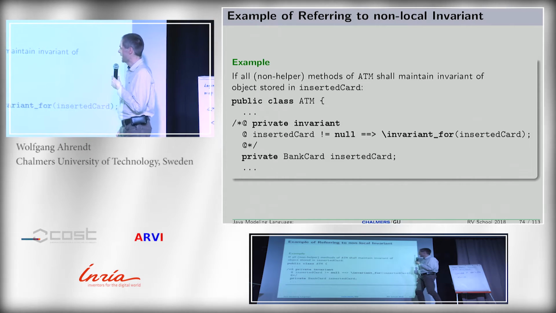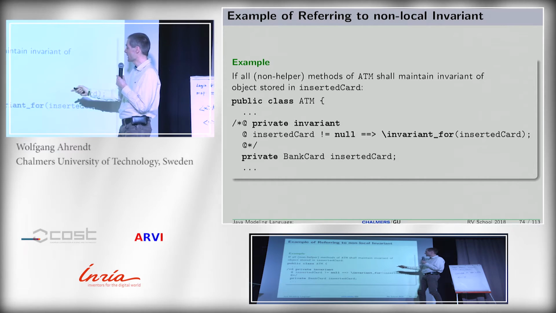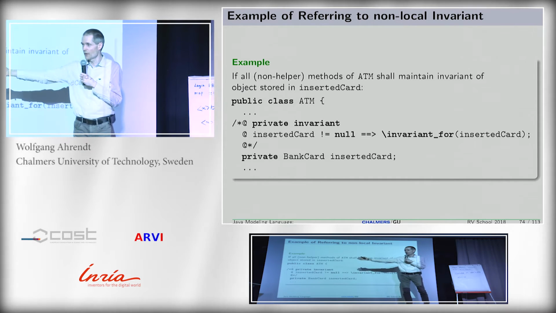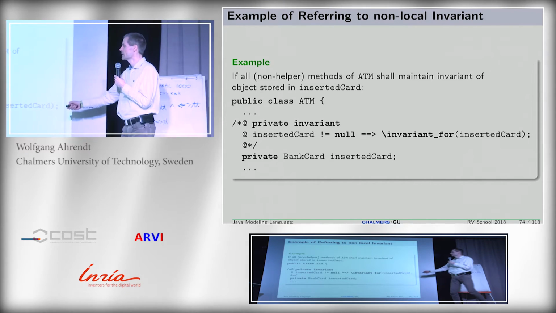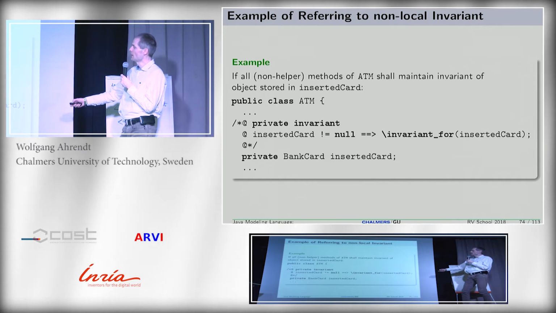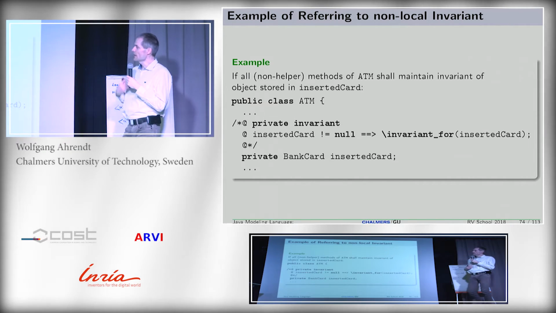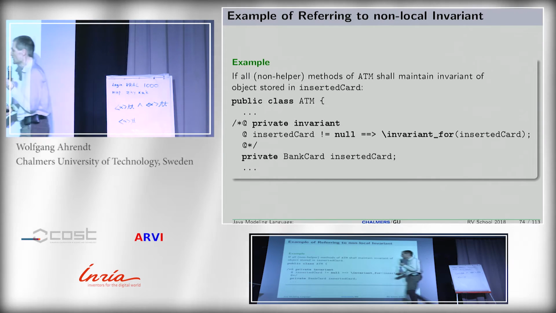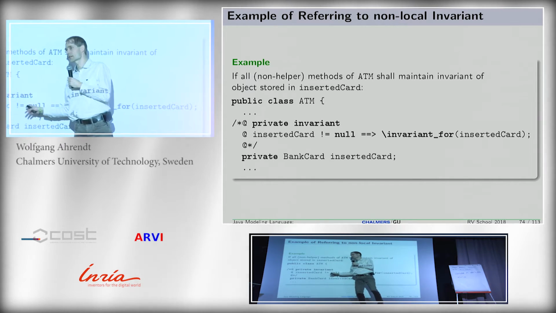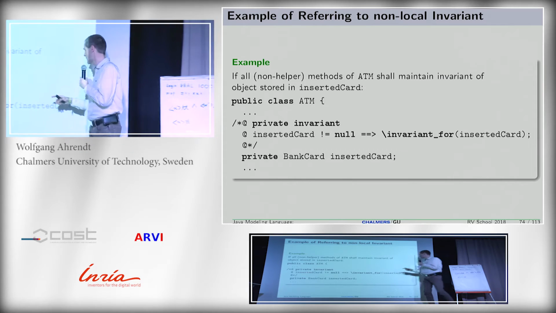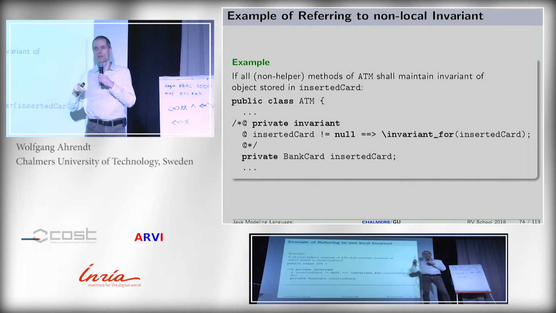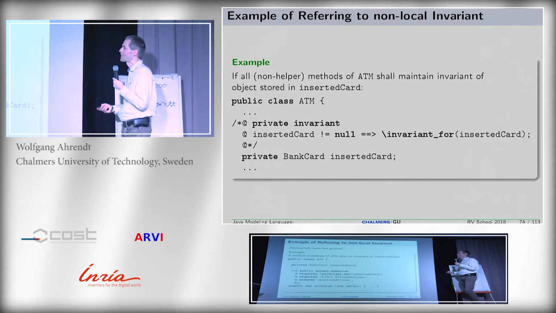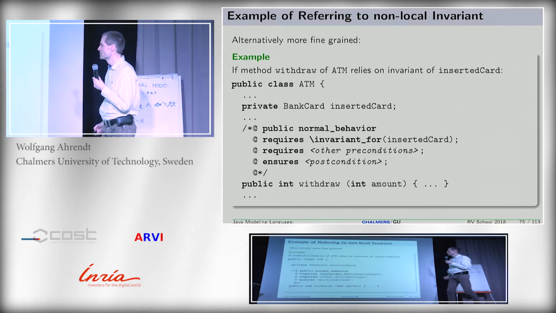Good. And then the other example is not to talk about the invariant of me, but the invariant about someone else. In my bank card example, which I had before, I could, for instance, say that my invariant in the ATM class is that if the inserted card reference is not null, then the invariant of the inserted card should hold, whatever that invariant is. It's specified elsewhere.